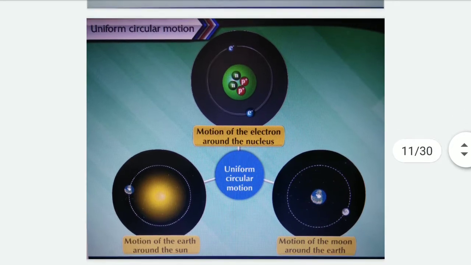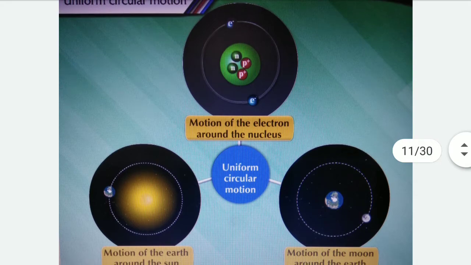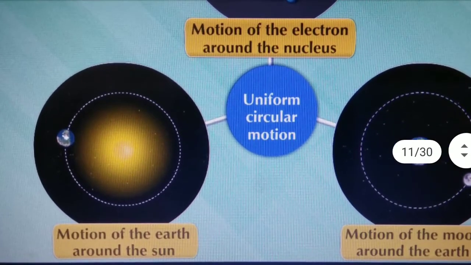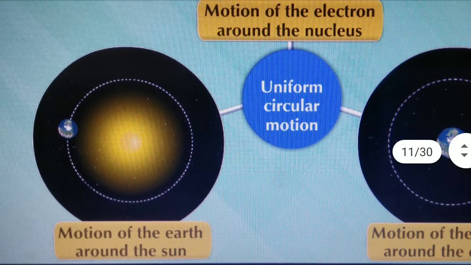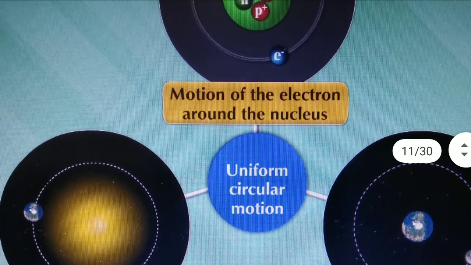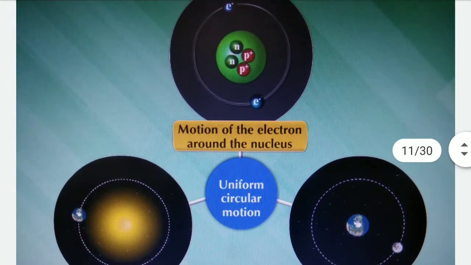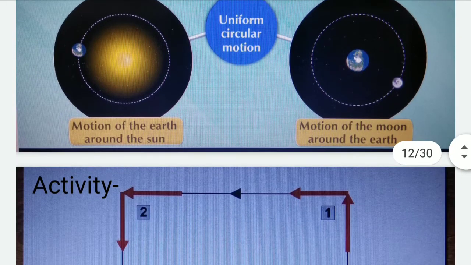Which are the examples of uniform circular motion? See here. In the first example, motion of the earth around the sun. Second example, motion of the moon around the earth, and motion of the electron around the nucleus. These are some common examples of uniform circular motion.